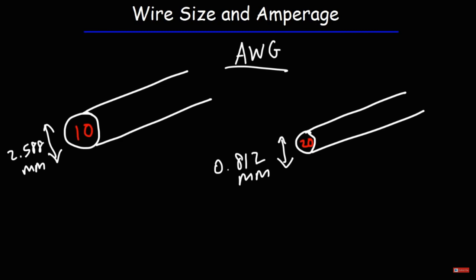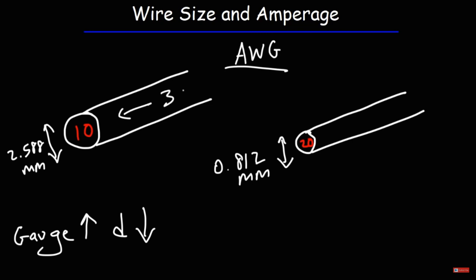So as you can see, as the wire gauge increases in number, the diameter, or the size of the wire, decreases. So these two are inversely related. A wire gauge of 10 can handle a current of 30 amps, whereas a wire with a gauge of 20 can handle a current of 5 amps. So as the gauge number increases, the amount of current that it can handle decreases.